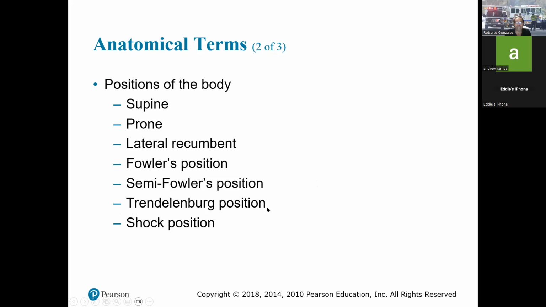And Trendelenburg's, what does the Trendelenburg position look like? Feet elevated. Now, there's a difference between the shock position and the Trendelenburg's position. In the Trendelenburg's, the whole body is straight. It's like you have them on a backboard, you elevate the legs, and the body is straight. In the shock position, you're basically bending them at the hips and you elevate the legs at the hip section.